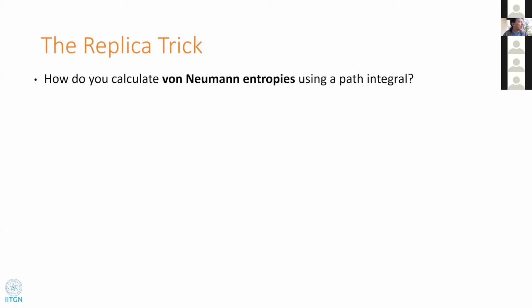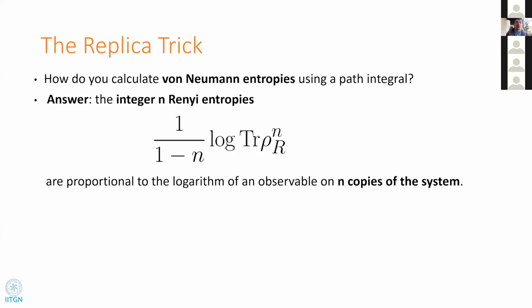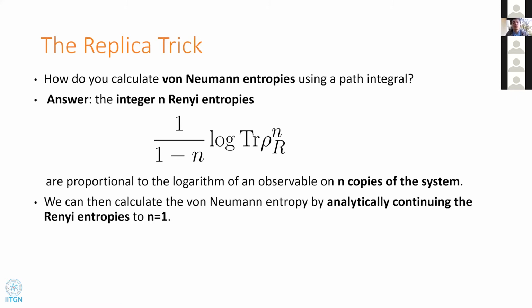So we want to calculate von Neumann entropies in the QFT and the gravity and stuff like that. And the only thing we really know how to do in those things is path integrals. But computing a von Neumann entropy directly using a path integral is hard. So what you instead do is you compute what's called integer n Rényi entropies, given by this formula. And these are really just like trace rho to the n is really just an observable on n copies of the system. And observables can be computed using path integrals. So you can compute this using path integrals, and then you can analytically continue to the limit n goes to 1, and that will give you the von Neumann entropy.